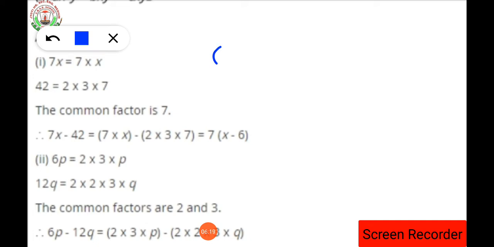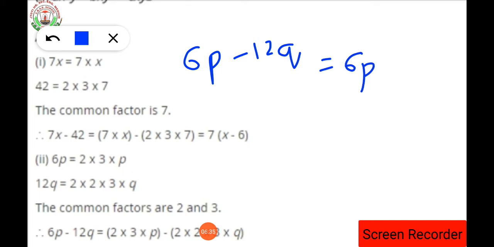Okay, now the second question. The question is 6p minus 12q. So according to the first question, 6p is here, and 12 is coming in the table of 6, isn't it? That is 2 into 6q. Can we write like this? Of course we can write.